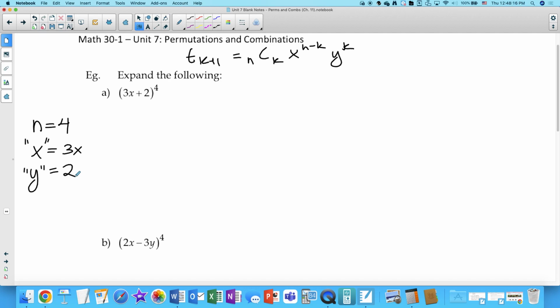Now, if we wanted to expand the entire thing, how many terms would we see? N is 4, so 5, yeah. And in fact, if you think about T1, k would be 0, because it's 0 plus 1. So this is essentially going to be 4 choose 0 times, in this case, 3x to the 4 minus 0 times 2 to the 0. That's the first term.